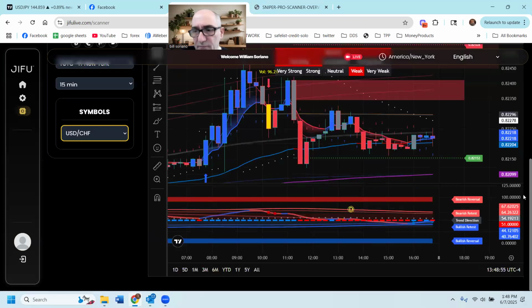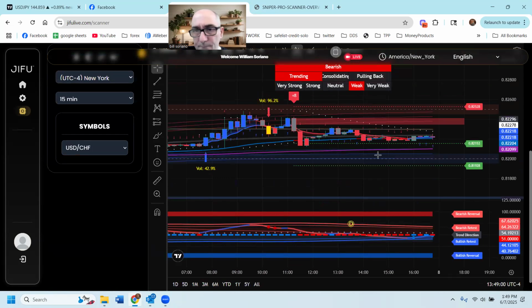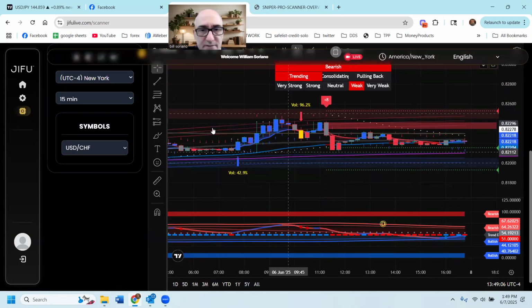USD CHF. Here we have a +8 bearish scorecard candle. Price obviously moved into the upper Bollinger Band. We have a red sniper arrow, but the candle itself is gray, which is no good, so it doesn't meet our conditions. This trend is blue, bullish as well.